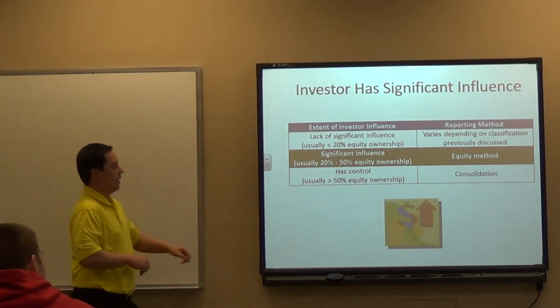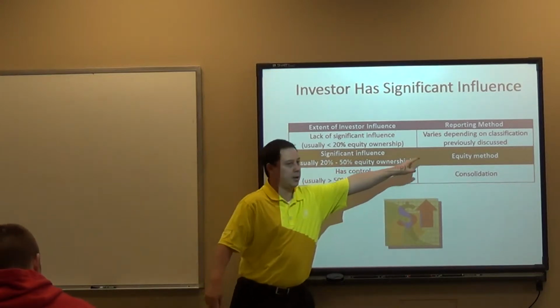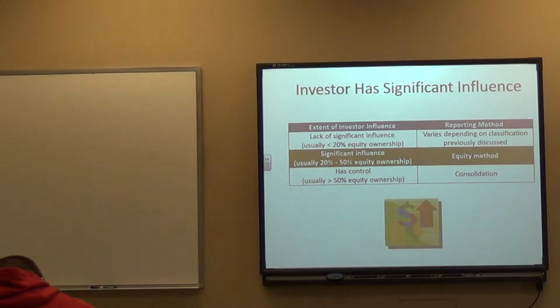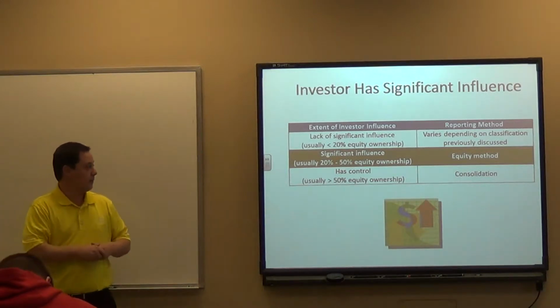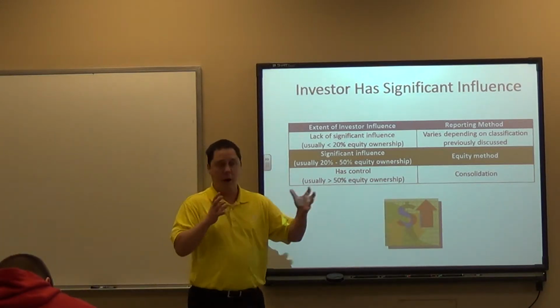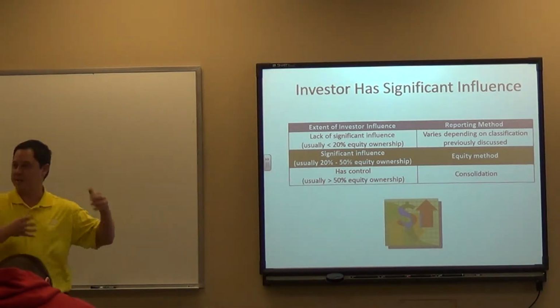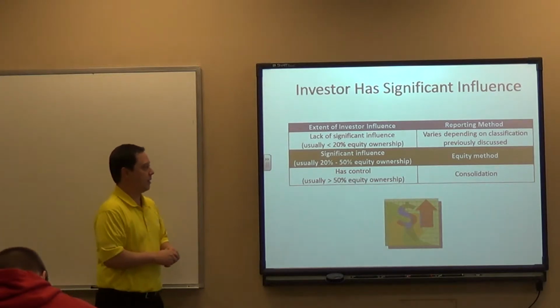Now, significant influence is between 20 and 50%. Remember that, that's the equity method. Remember what the equity method is. That is when we take in the investment's net income, and then we also have the dividends that are taken out of that. So remember how that all works. We'll do some problems on that, but you may see questions on where something falls, the percentage or something like that.